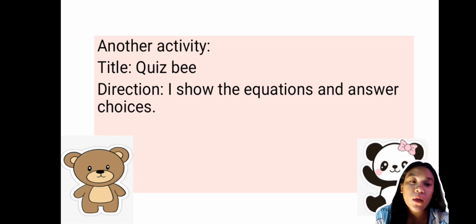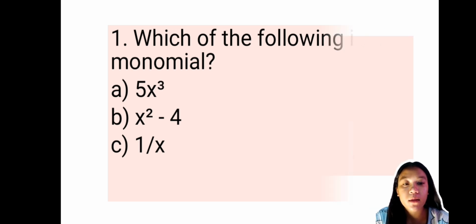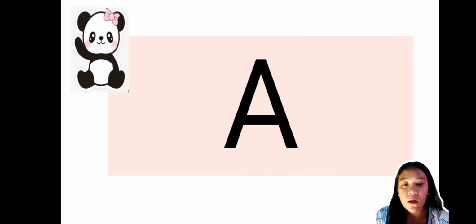So let's have another activity entitled Quiz B. Direction: I will show the equation and answer choices. All you have to do is to choose the correct answer. First, which of the following is a monomial? Letter A, 5x cubed. Letter B, x squared minus 4. Letter C, 1 over x. What is the answer? Yes, very good.